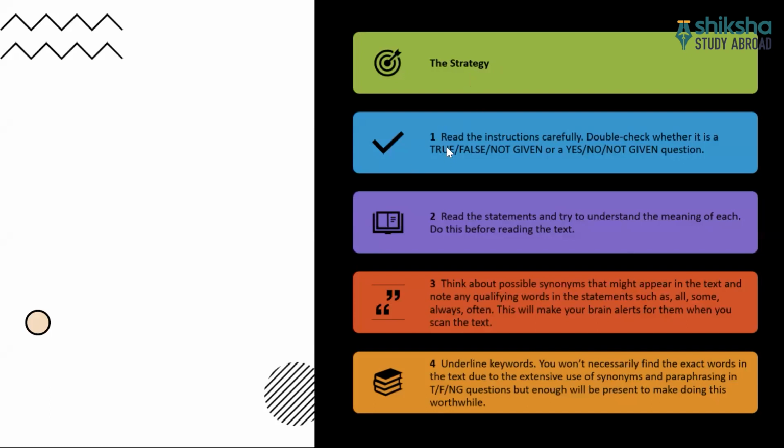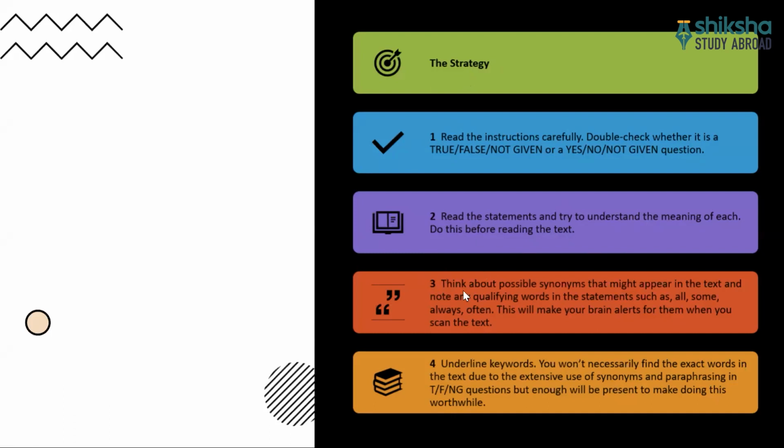How would you go about this question? First strategy is, read the instructions carefully. Double check whether it is a true, false, or not given, or a yes, no, or not given question. Second strategy, read the statements and try to understand the meaning of each. Do this before reading the text.